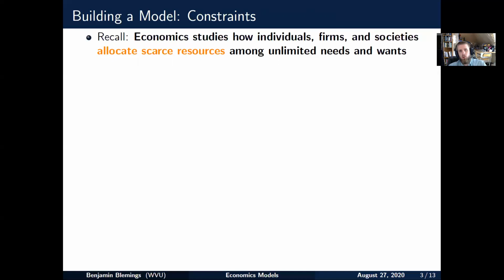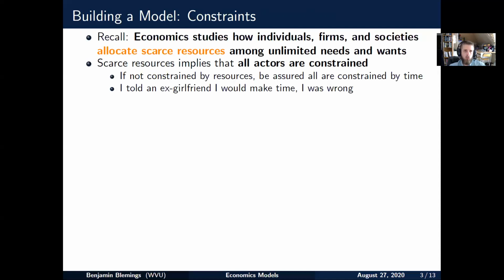Economics studies how individuals, firms, and societies allocate scarce resources among unlimited wants and needs. So society is constrained, and therefore the individuals and firms in them are also constrained. Scarce resources implies that all actors are constrained. And if you think that they're just so rich that it's impossible that they would be constrained, you can't deny that they only have 24 hours in a day. So they're at the very least time constrained.